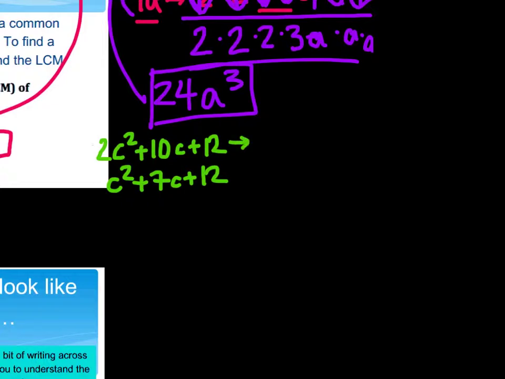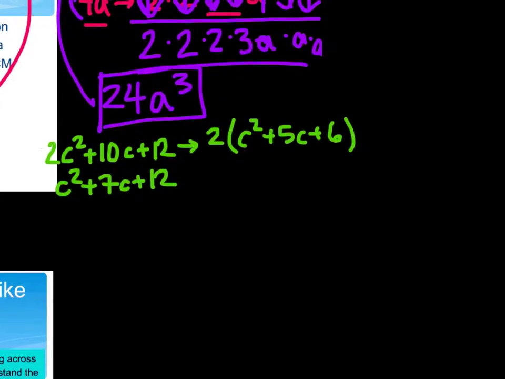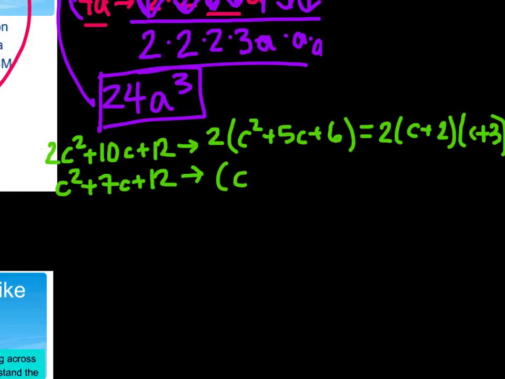2c squared plus 10c plus 12. That can break down into 2, and then c squared plus 5c plus 6. After that, we can break that down even further, and we can say that is equal to 2 times c plus 2 times c plus 3. So that's how that one can be broken down. This other problem can be broken down into c plus 5. Wait, that's totally wrong. Wow, I totally messed it up. c plus 4 times c plus 3.